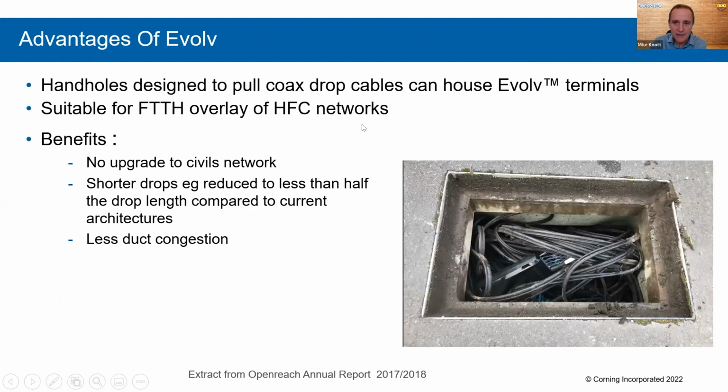So there are a number of benefits there. There's no upgrade to the civils network. Obviously there's Project Mustang, where the HFC network within VMO2 is being upgraded to fiber. It means there's shorter drops. You're moving the terminal closer to the customer, so reducing drop congestion in the network. And of course, the amount that you can cut down on that civils upgrade is a big influence on the reduction of the cost.